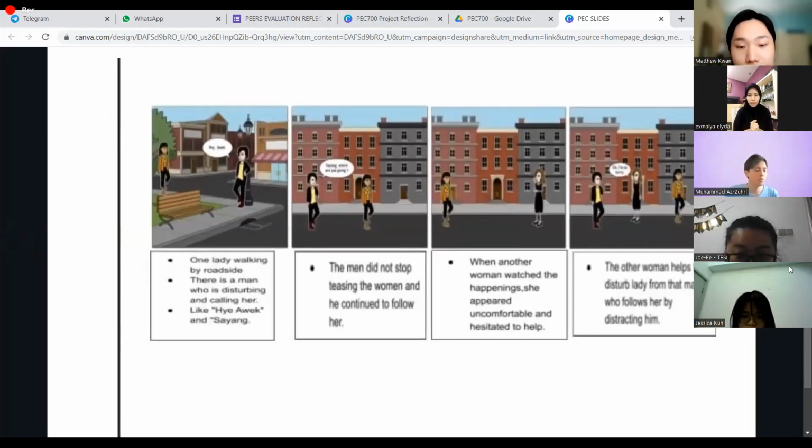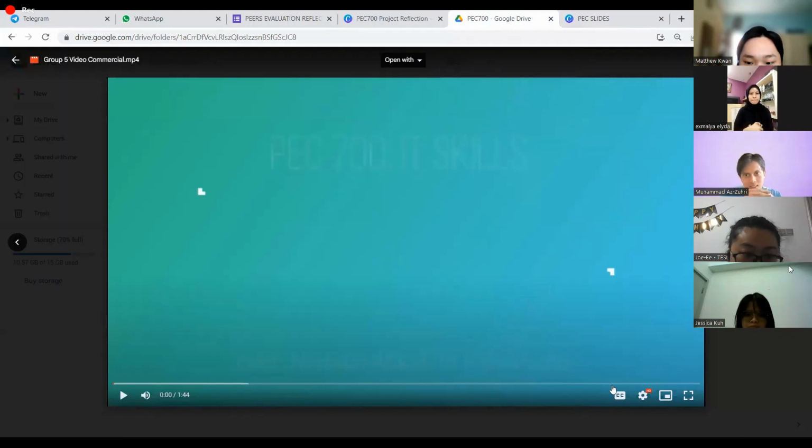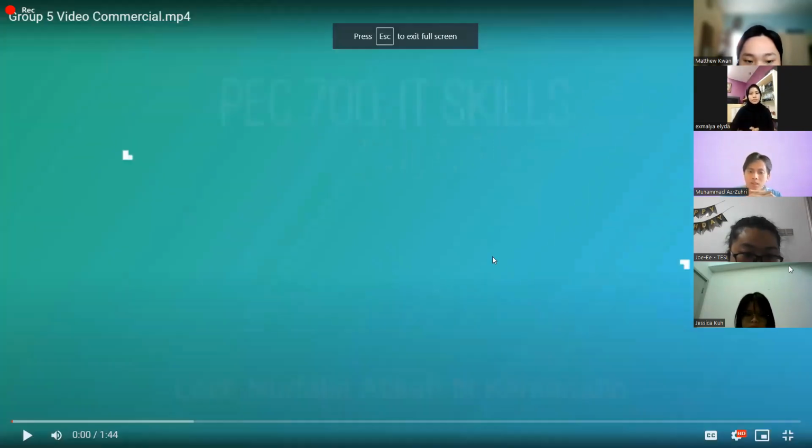Okay, lastly is the one where a guy is calling out a woman, if I'm not mistaken. Yes, they are aware. And then the other girls help the girl who faced the sexual harassment by helping her and letting her go. Thank you. So there are also a few points that we put in our storyboard. So yeah, now we're going to show you guys the video that we created, and Matthew shot the video.